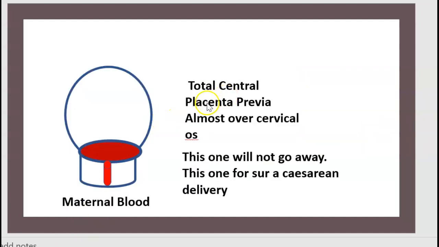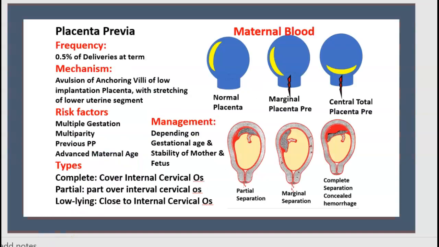Total central placenta previa, almost over the cervix. This one will not go away. This one for sure a cesarean delivery. Maternal blood. Let's review. Placenta previa, 0.5% of delivery at term.